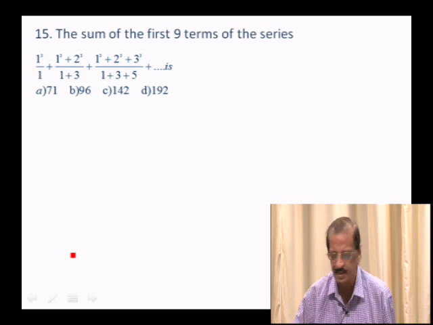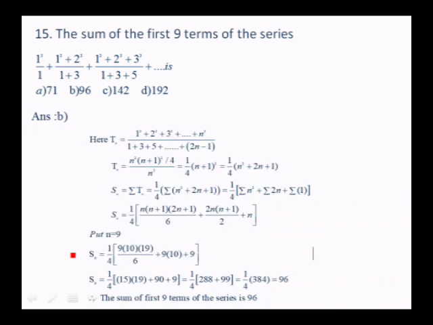So in order to find Sn, I find Tn first. Tn is 1 cube plus 2 cube plus 3 cube etc. n cube over 1 plus 3 plus 5 etc. plus 2n minus 1. So Tn is, apply the formula, n square into n plus 1 whole square by 4. And you know that sum of first n odd numbers is n square. So 1 plus 3 plus 5 etc. 2n minus 1 is n square. So it is 1 by 4 into n plus 1 whole square. So 1 by 4 into n square plus 2n plus 1. So Sn is sigma Tn, 1 by 4 sigma of n square plus 2n plus 1.